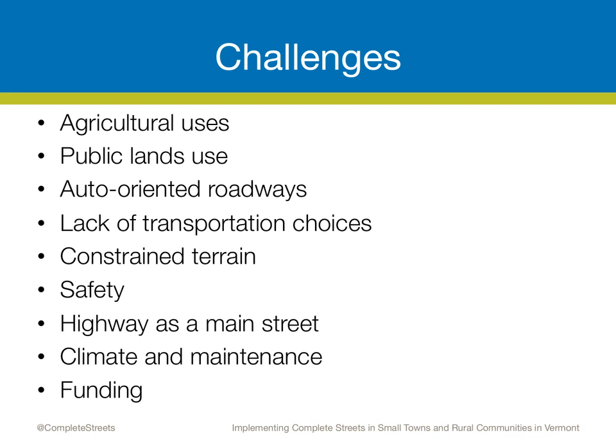Kind of a lack of transportation choices, and what I mean by that is most small communities probably don't have a transit system. Constrained terrain, so you're thinking about, it's not like in a downtown large city where you can have a big grid system. You're dealing with constrained terrain. You're also dealing with the terrain of your beautiful Green Mountains and other mountains.